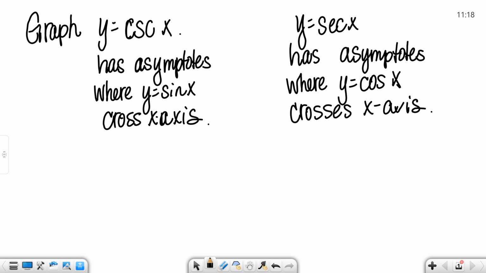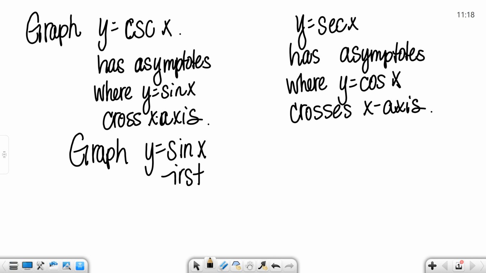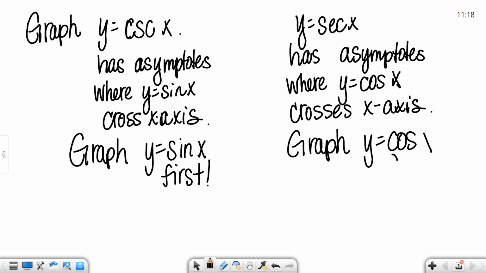Okay, and so every time you are asked to graph cosecant, you must graph y equals the sine first. Every time you're asked to graph y equals the secant, you must graph y equals the cosine first. Okay, that's the only way this is going to work. So if you don't know how to graph sine and cosine, you're not going to be able to graph cosecant and secant.